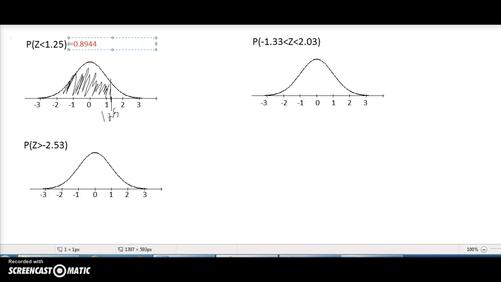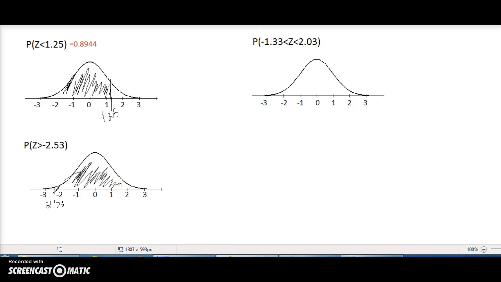Now, for the second example, let's look at this one. We're looking at the probability of z being greater than negative 2.53. So let's draw that again on the graph. It's about right here. Negative 2.53. And we're going to shade to the right because we're interested in the area to the right.